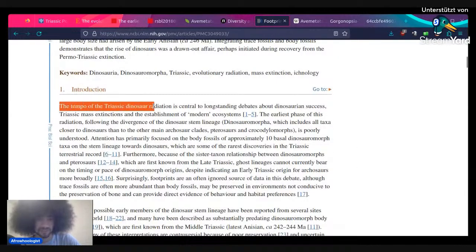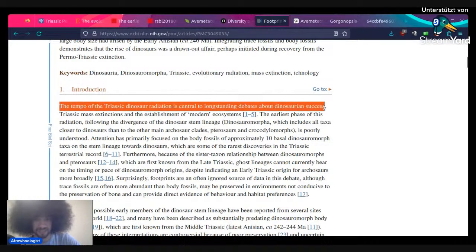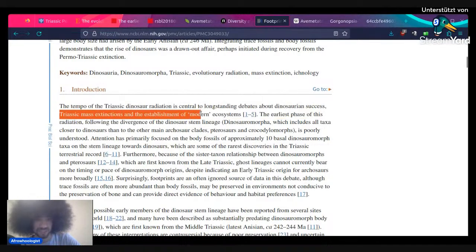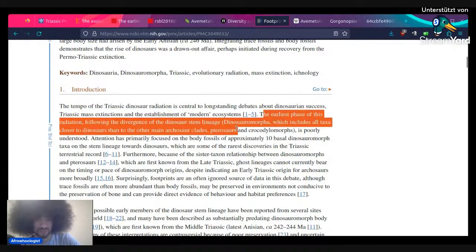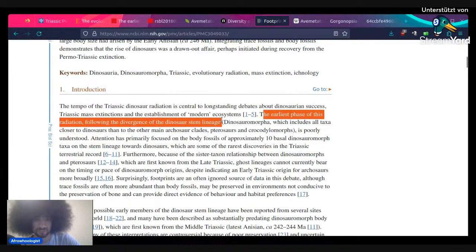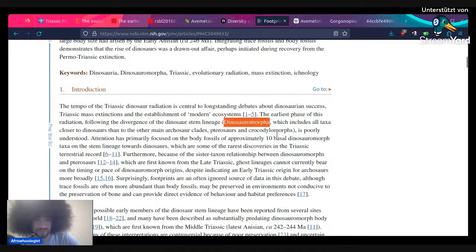The Tempo-Triassic dinosaur radiation is central to long-standing debates about dinosaurian success, the Triassic mass extinction, the establishment of quote-unquote modern ecosystems. The earliest phase of radiation followed the divergence of the dinosaur stem lineage, so dinosaur morpha, so it includes pterosaurs and crocodilomorphs, is poorly understood. They say it right there, poorly understood. What they mean by poorly understood is that they don't know, that it's a complete mystery, and yet they continue to shill this narrative like they have this beautiful mosaic of how everything diverged from a common ancestor. They want to convince us that everything has a common ancestor, but can't even explain the origins of some of the most important creatures on this planet.